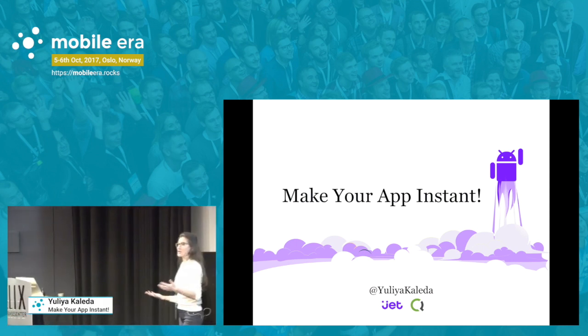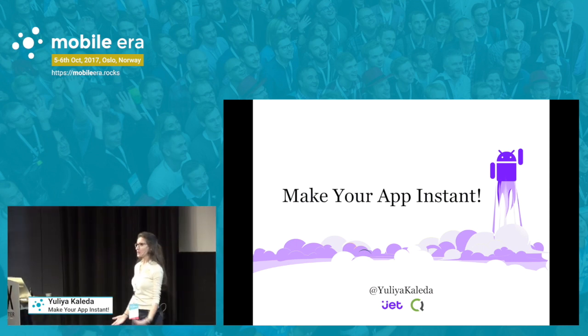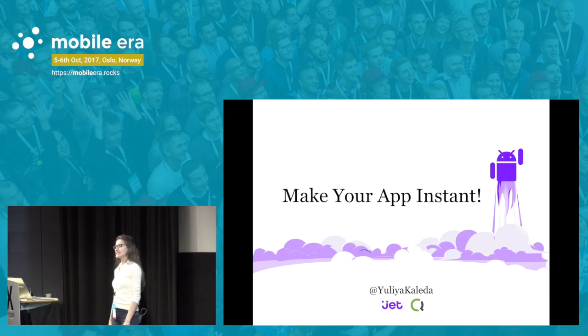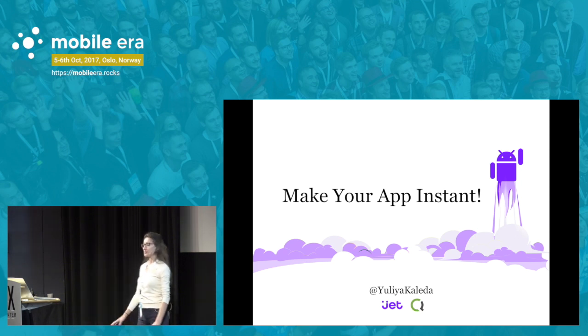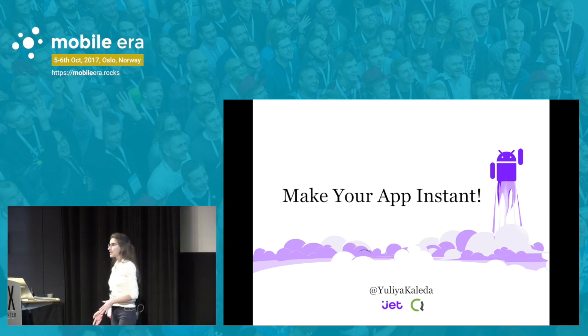For those of you who do not know, Jet.com is an e-commerce company located in New York. We've been around for a little bit over two years. So we're a pretty innovative startup, and one of the most exciting things that we've built was Instant Apps. Right before Google I/O, we launched our first multi-feature Instant App, which was a huge success.